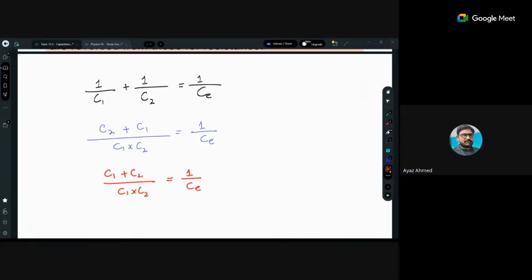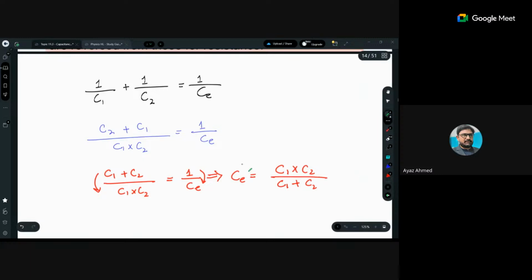Your target is not 1 upon C equivalent. Your target is C equivalent, I mean total capacitance. So I have taken the reciprocal of this, and I have to reciprocate that one as well. It would be C1 into C2 divided by C1 plus C2. Is this clear to you? Yes.